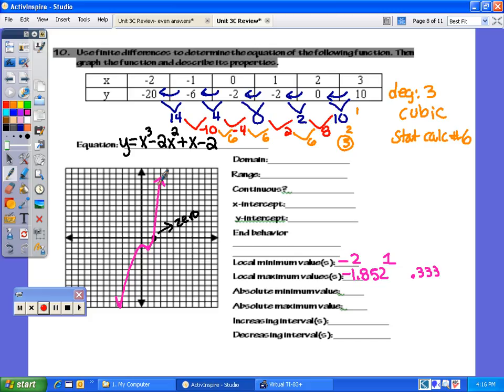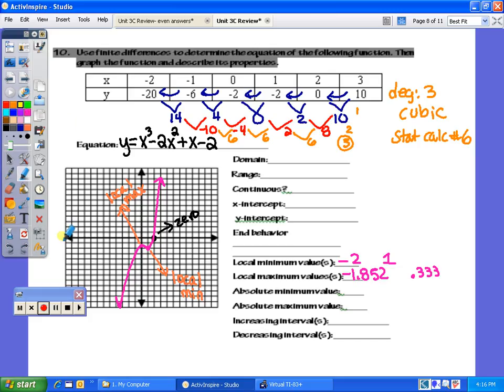Alright, so now let's make sure that we label. This is your local min, because you will have to label on the test. And this is your local max. Alright, so now you have to actually identify what the absolute min and max are, but first let's do our domain.